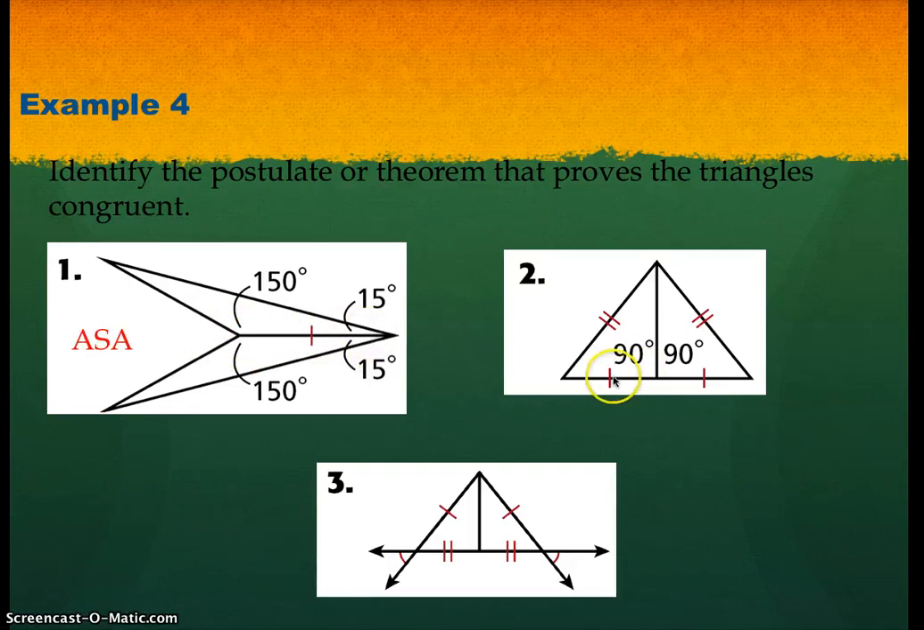All right, and next up here, it looks like I have 90 degrees. Whenever I see 90 degrees, that automatically makes me think of HL. That's the one that works for right triangles. So do I have a hypotenuse marked equal? Yes, this hypotenuse and this hypotenuse. And do I have a leg marked equal? Yes, this leg and this leg. Actually, the leg in the middle is also equal, right? So really we could say HL, but we could also say side, side, side for that one, right?